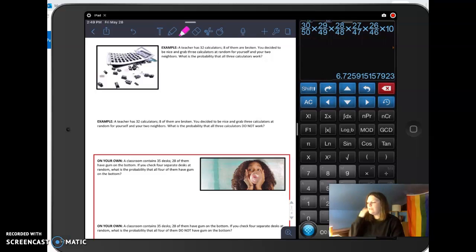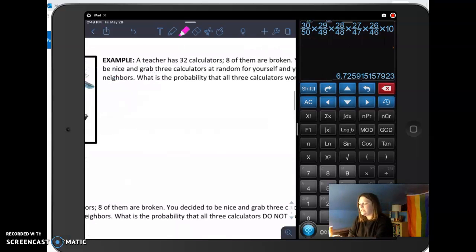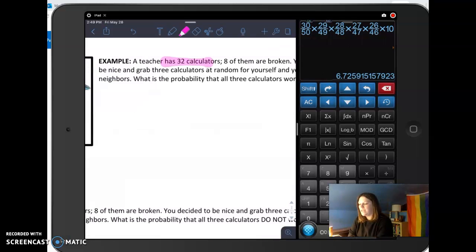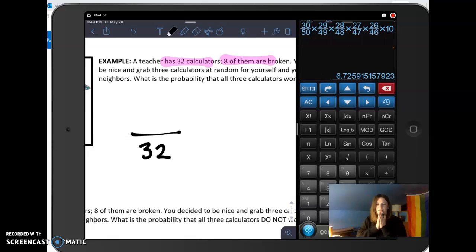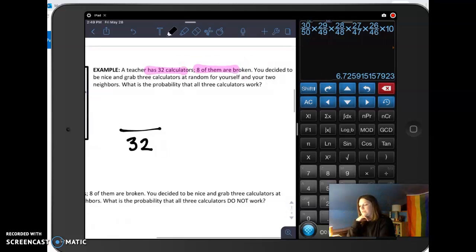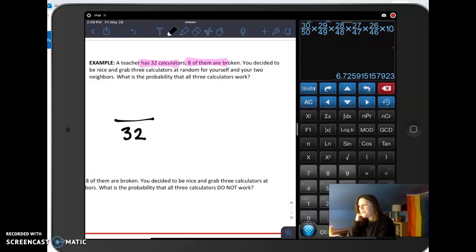All right, so it says a teacher has 32 calculators and 8 of them are broken. So stop there. You can find your total, which is 32, right there. Now it's a little confusing because sometimes you have to add things together and sometimes you don't. So keep that in mind. It gives you the total number of calculators right there at the beginning. 8 of them are broken.